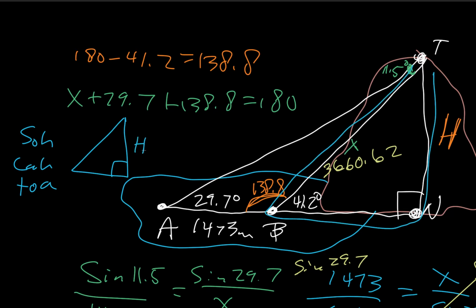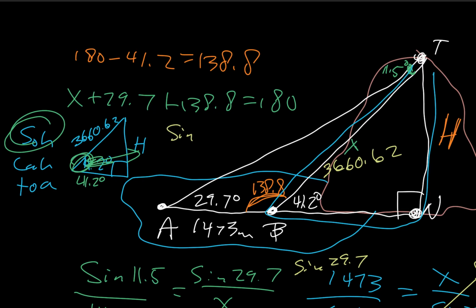So we have h, which is what we're interested in. We have 3660.62, which is the hypotenuse. And we have 41.2 degrees. So from this theta, this would be the opposite and the hypotenuse. Opposite over hypotenuse is sine. And so I'm going to say sine of the angle, 41.2, equals the opposite, which is h, over the hypotenuse, which is 3660.62.